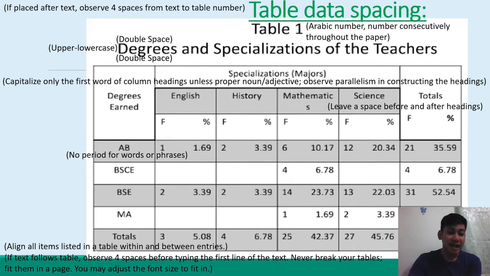Then, align all items listed in a table within and between entries. If text follows table, observe four spaces before typing the first line of the text. Never break your tables. Fit them in a page. You may adjust the font size to fit in. So, ito yung table spacing.